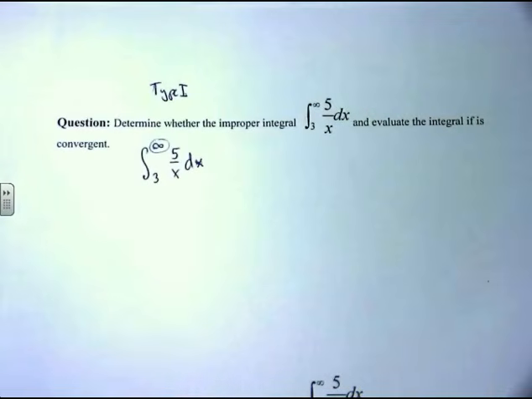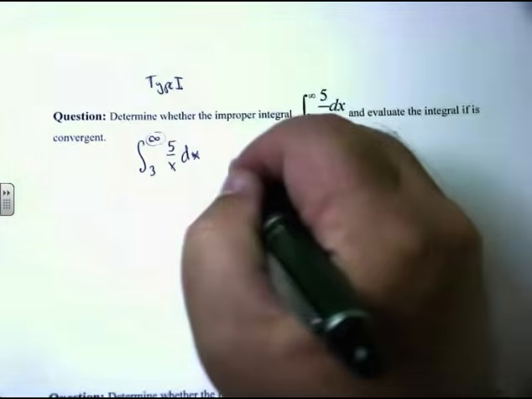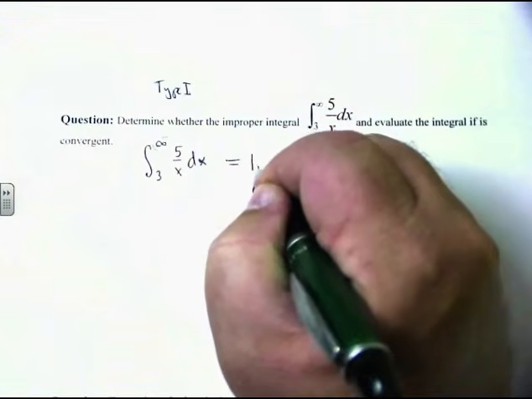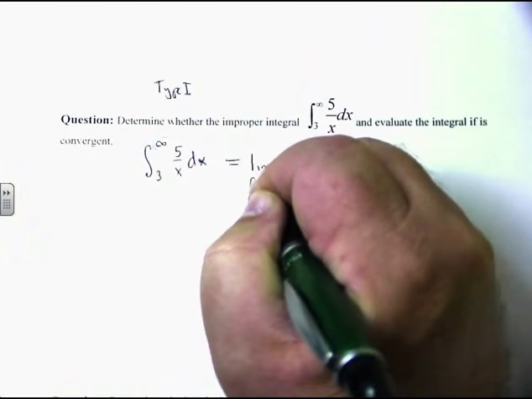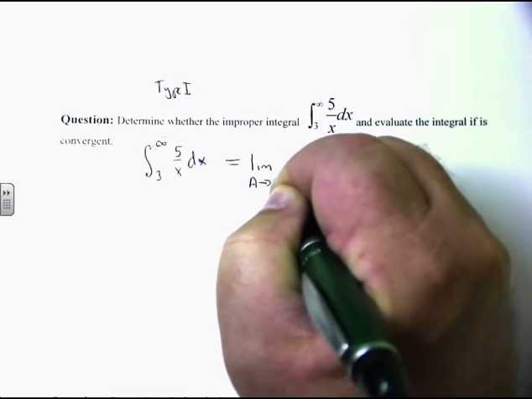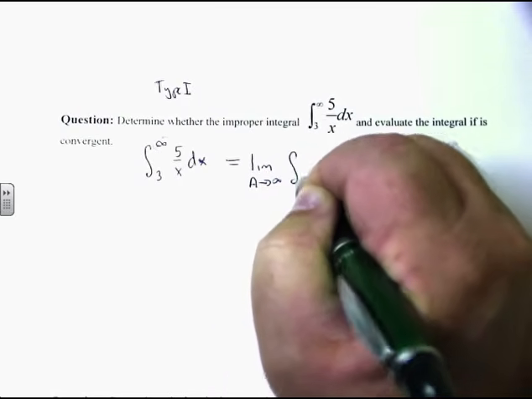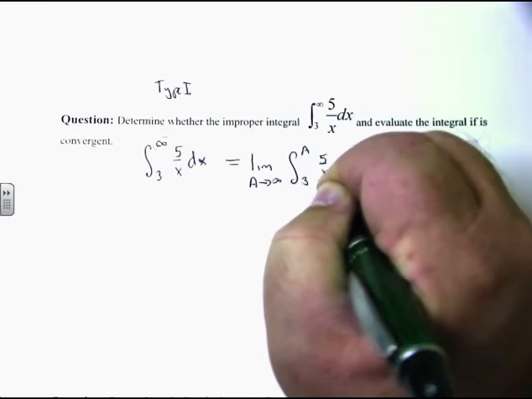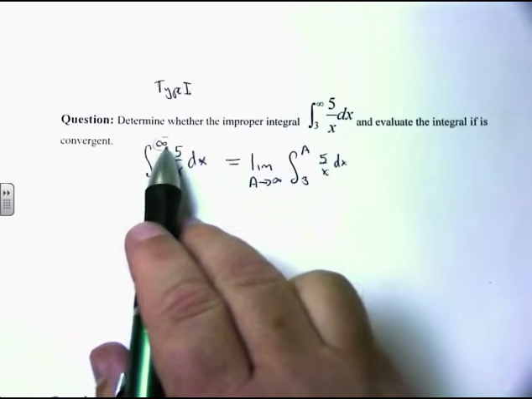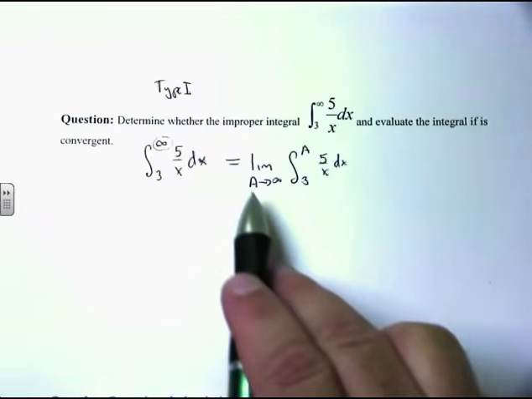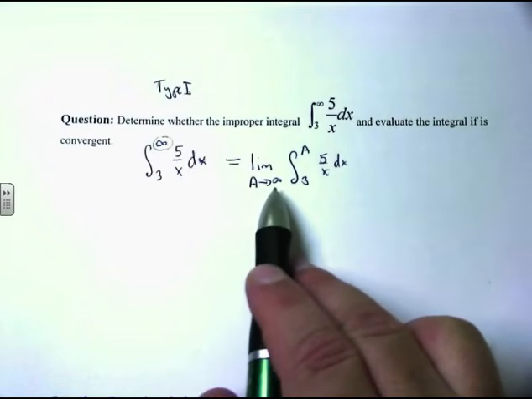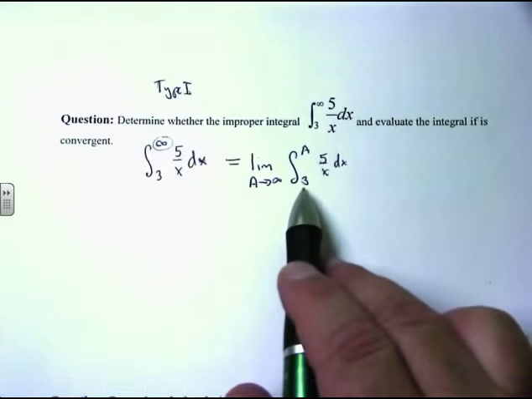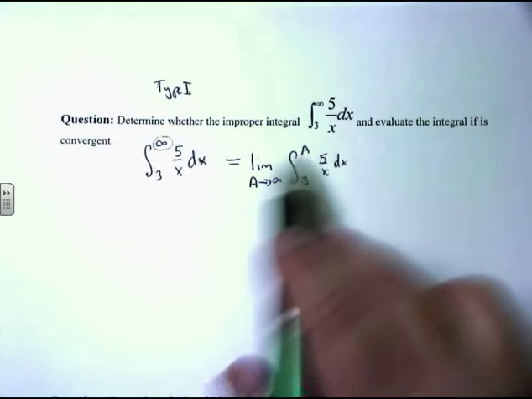So, to make it proper, we would say this will be equal to the limit. Pick your favorite letter. We're all shooting for A's in this class. The limit as a approaches infinity of the integral from 3 to a, 5 over x dx. So you've got to replace this infinity with a limit and pick a letter. The limit as a approaches infinity, from this fixed number 3 up to, and replace infinity with a.